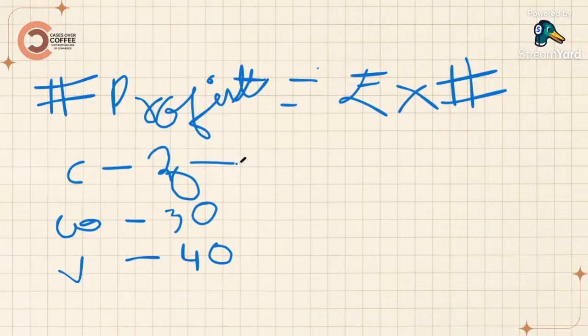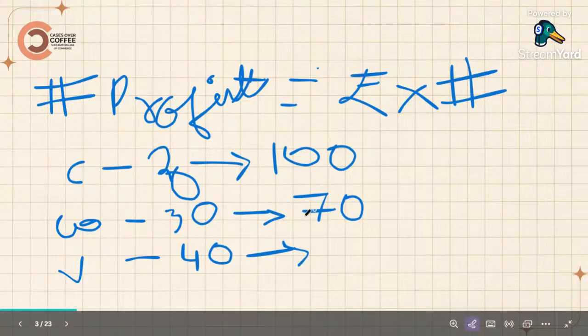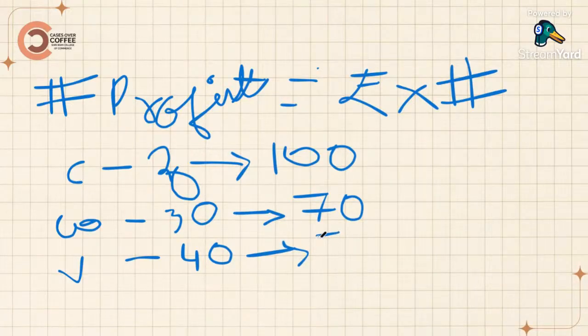But when we price our product at 20, we get a sale of 100. When the price is 30, we get 70, and when it is 40, the volume goes down to 40. Now in this case, the revenue that we will be generating would be different.